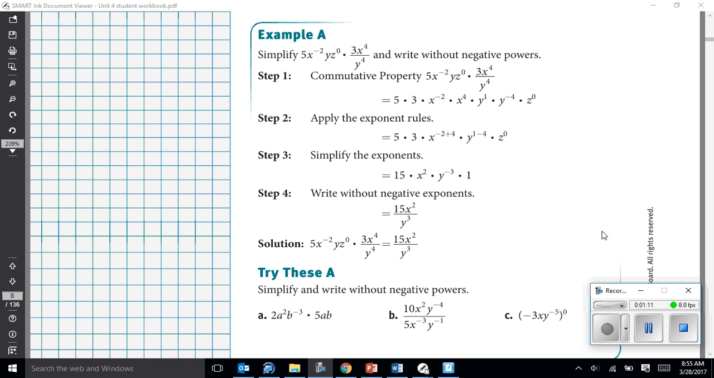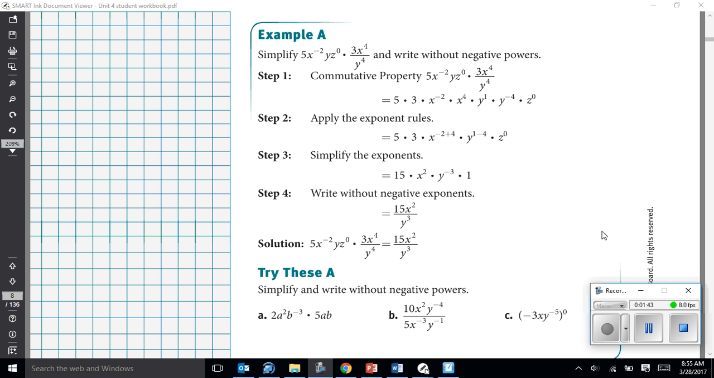So number 2 says apply the exponent rule. So what are our exponent rules that we have so far? All right, so if bases are the same and we're multiplying, what do we do with our exponents? Add them. If we're dividing and the bases are the same, what do we do with the exponents? Subtract them. If you are down here like this, y to the 4th, how did they write it? Y to the negative 4th, right?